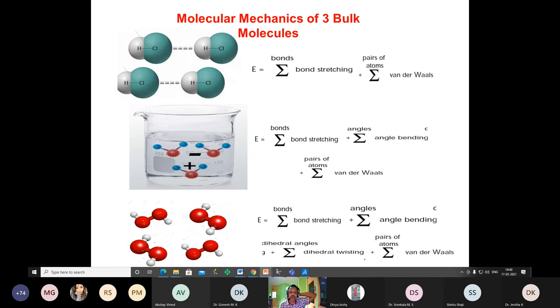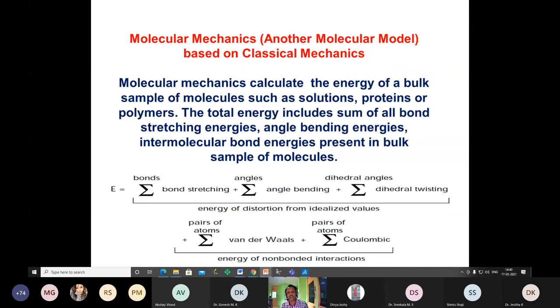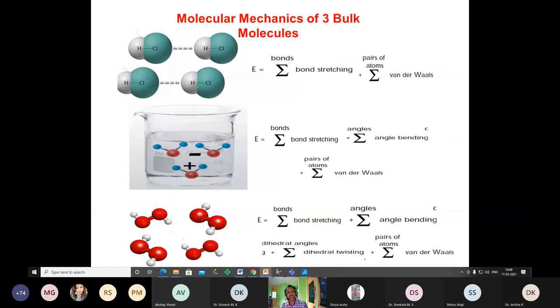And when you move to the hydrogen peroxide system, again the energy terms are increasing. So for a macromolecular system, you have potential energy force field expressions, like the CHARMM force field and the Amber force field. These are potential energy expressions. I'm not going into the detail of this. Your Girish sir is an expert in this area.